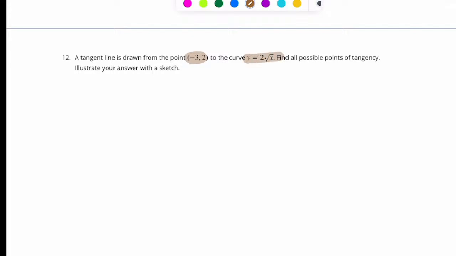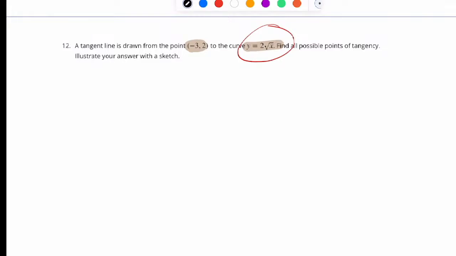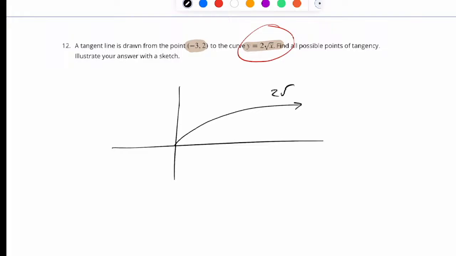But, okay. So they give you a function y is 2 root x, and they want all possible points of tangency. A tangent line is drawn from the point to the curve. Find all possible points of tangency. So, Eric, this is a good one. It's just like what we did from our older test, I think our first one. So you have a function. This is 2 root x. And you have a point -3 and 2.